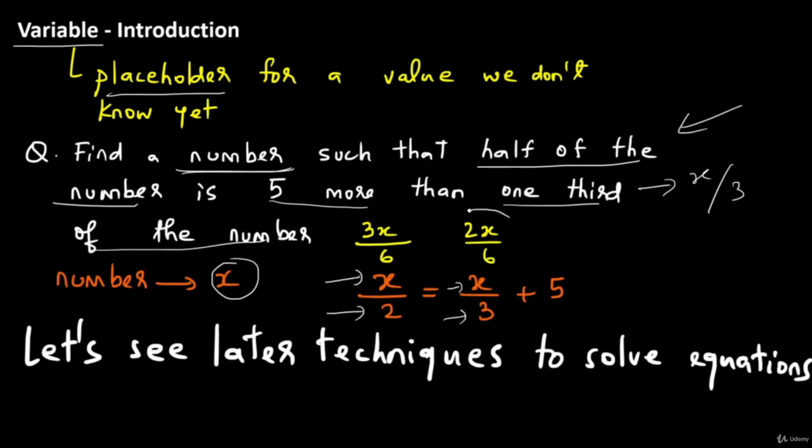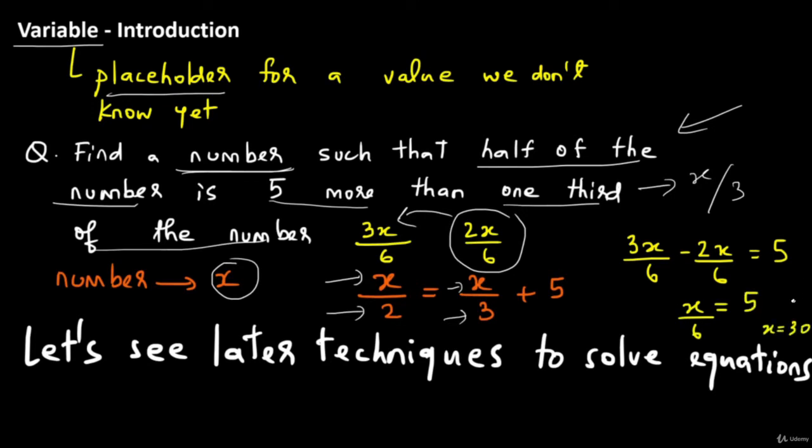Now I take this 2x by 6 to the left hand side of the equation. So that becomes 3x by 6 minus 2x by 6 is equal to 5. Now over here it's plus. When you change sides, the sign has to change. We'll see this in detail in future videos. So this is x by 6 is equal to 5 and that gives me x is equal to 30. So using this variable, we are able to find the number which we did not know. Now let's try to substitute it over here. What is x by 2? That's 15, right? What is x by 3?